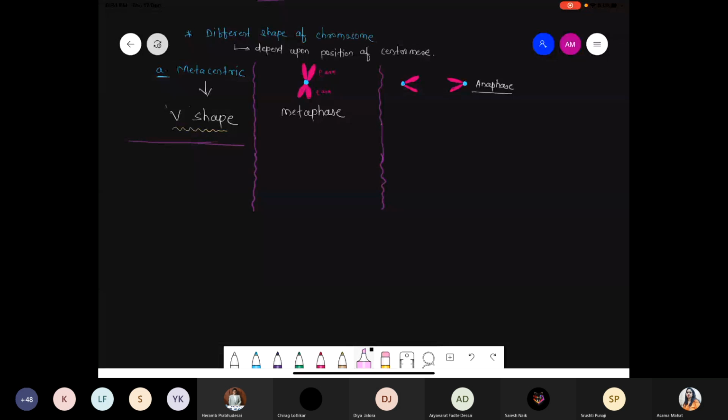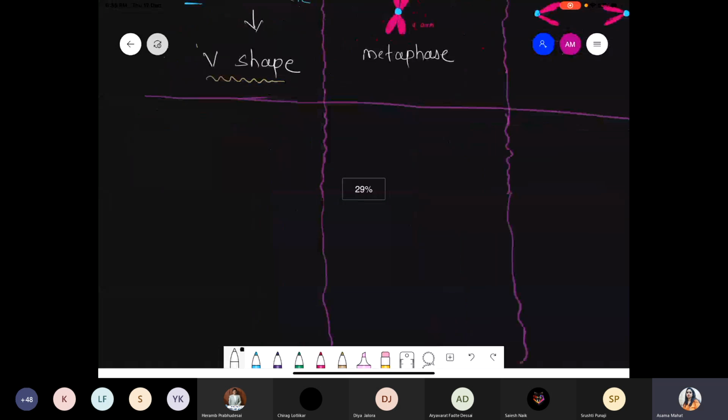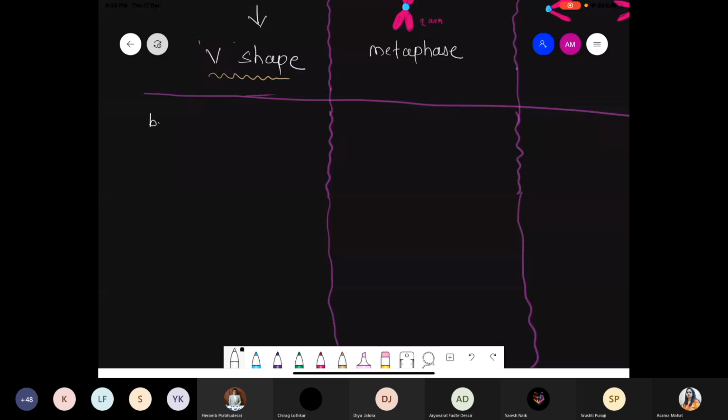Chalo, done. Should I continue next part? Okay, chalo. Next part we are talking about, that is submetacentric, B, second part. Submetacentric means what? Exactly near to the center.